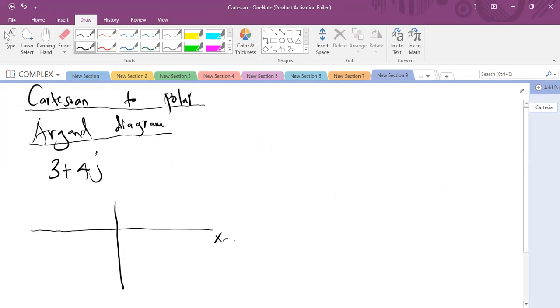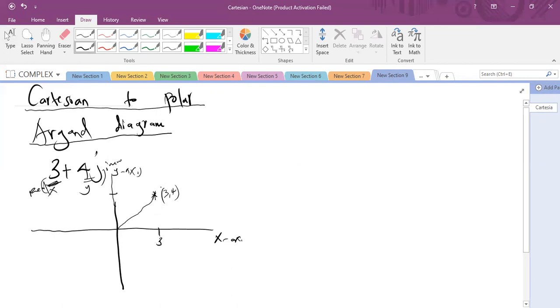This is the x-axis, and this is the y-axis. The real part is represented on the x, the imaginary part is represented on the y. So representing 3 on the x-axis, let's say 3 is somewhere there, and then positive 4 somewhere there. So our complex number, the point (3, 4), will be somewhere there. Basically, this will be the representation of the point (3, 4).